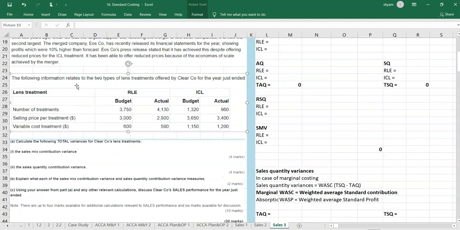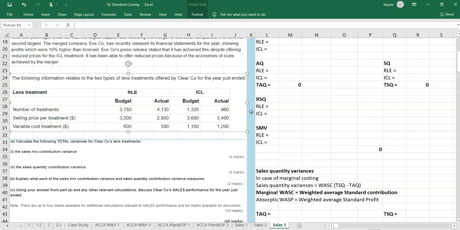The following information relates to the two types of lens treatments offered by Clearco for the year just ended. RLE is there, ICL is there, two products are there. Budget number, actual number are there. Again, budget, actual is there. Number of treatments are also given. Selling price per treatment is also given. Variable cost per treatment is also given here. They have given all the numbers.